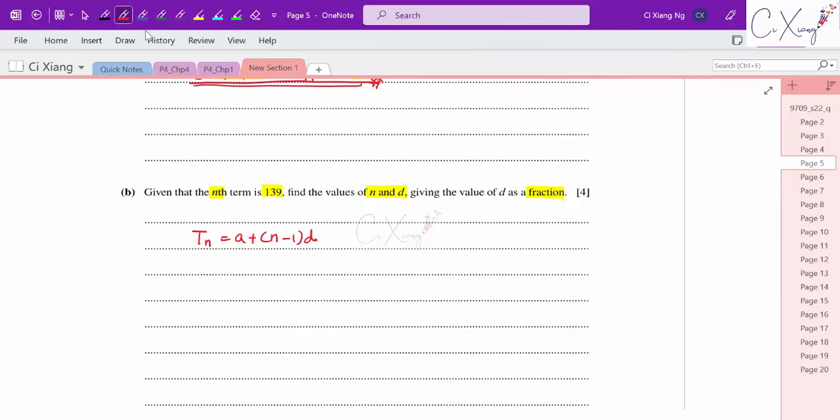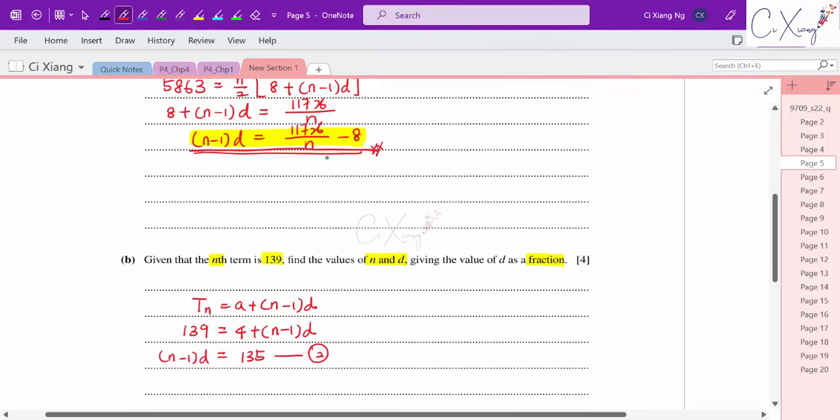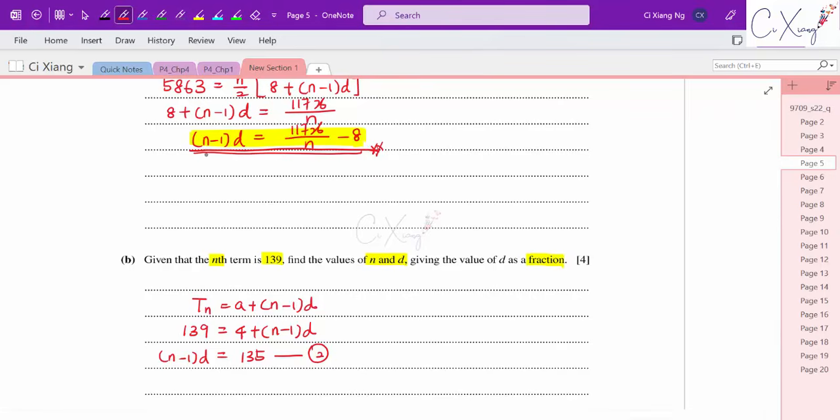I know that Tn value is 139. I know that the value for the A is 4. If I try to rephrase it, I will have n minus 1 d equals 135. Okay, so if I try to compare it with the equation that I got just now, you will see that in the first equation, I'm having n minus 1 d. For the second equation also I'm having n minus 1 d.